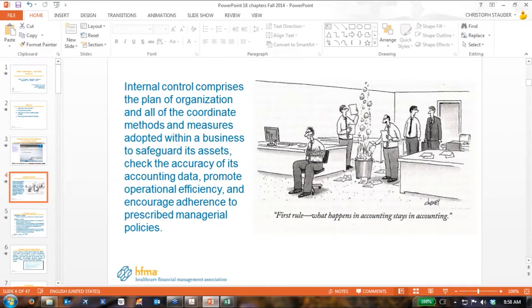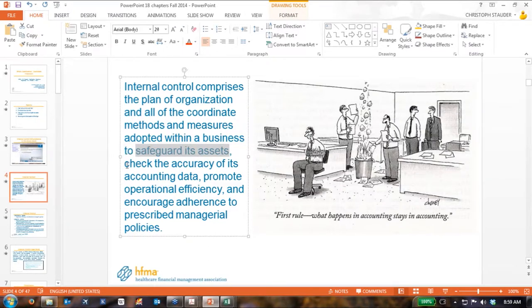So what is internal control? Here's a classic definition of internal control on the left. What are the magic words here? The magic words are safeguarding of assets. Checking the accuracy of accounting data, that's number two. Promoting operational efficiency, which is kind of a surprise. You wouldn't think that internal control has to do with efficiency, but it does. And then the last one is encouraging adherence to managerial policy. Those are the classic four elements of internal control.